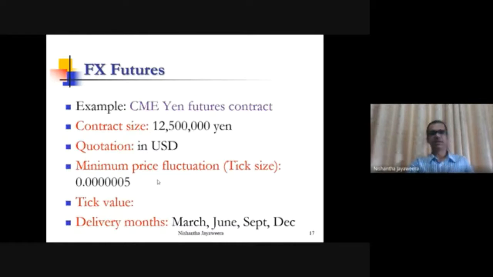Then we discussed the minimum price fluctuation, or the tick size. What is the tick size? The minimum amount the price can change. Yes, that's the minimum amount by which the price can change. So the price cannot change by any amount. There's a minimum amount, and the price can change only by multiples of that minimum amount.